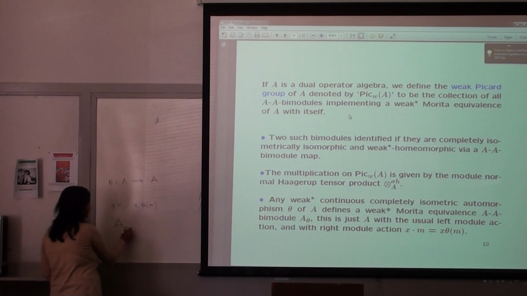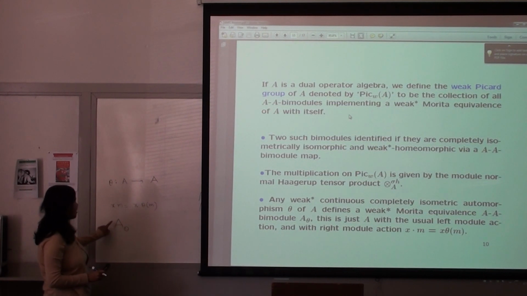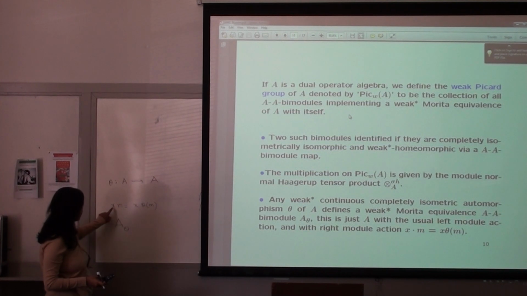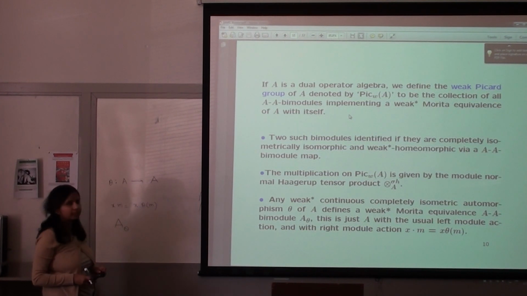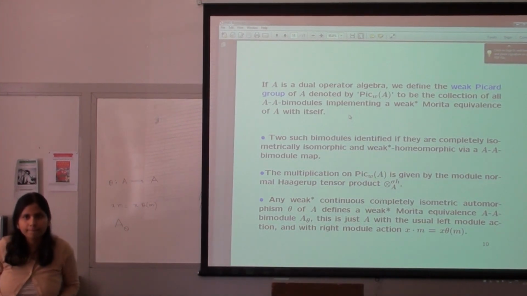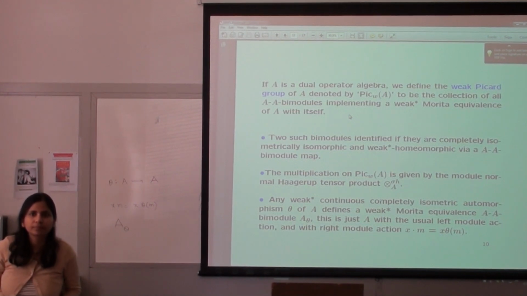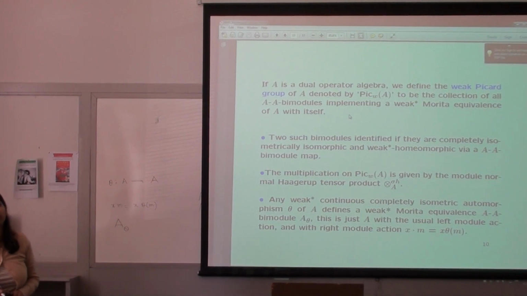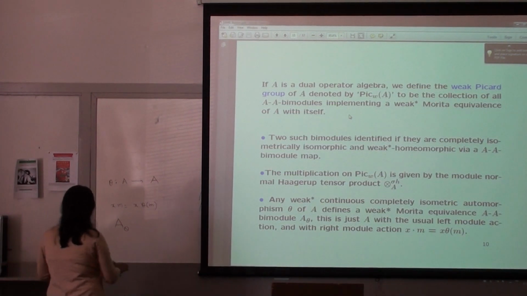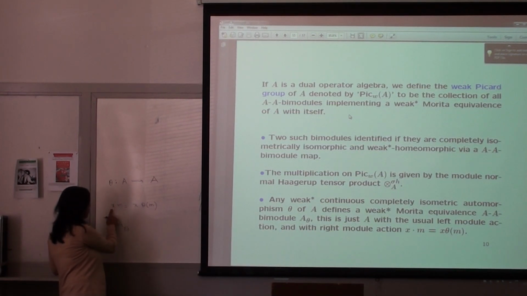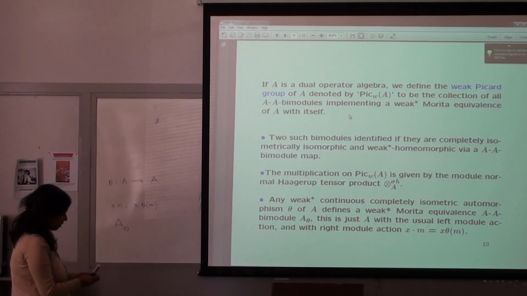So what is A theta? A theta is basically A, where the left module action is just coming from the multiplication of the algebra, and the right multiplication is coming via this automorphism. What happens if you have a constant? You have this module structure, and you assume that the algebra has a constant, so that also works for a constant? Yes. This is the space itself. The only thing is that the left module action is just the multiplication of A, and the right module action is coming via this automorphism. So this is our result.